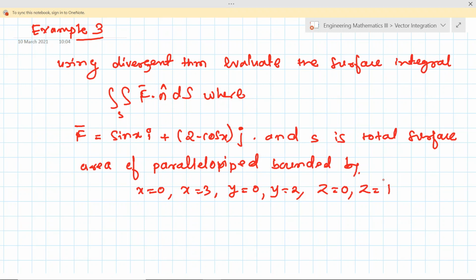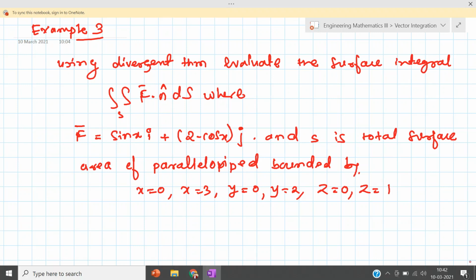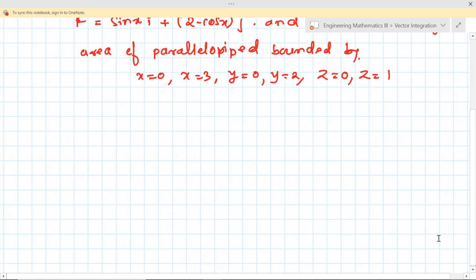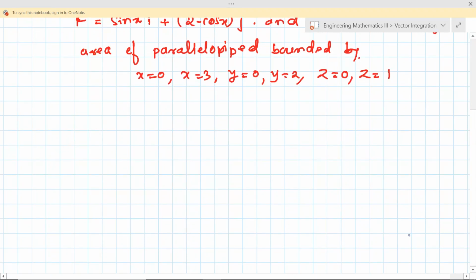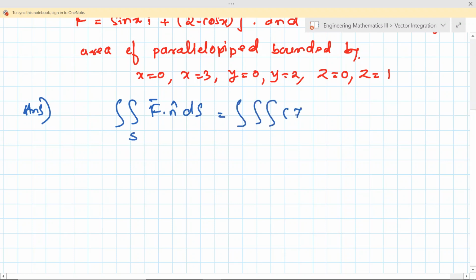Now here if you observe, the limits of x, y, z are given. x runs from 0 to 3, y runs from 0 to 2, z runs from 0 to 1. These are the limits, and we need to find only del dot F bar. So by the Gauss divergence theorem, the double integration of F bar dot n cap dS over S is the same as the triple integration of del dot F bar dV over V.